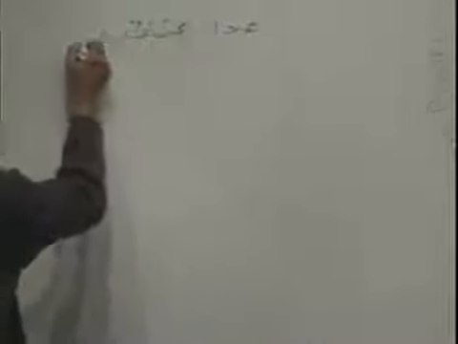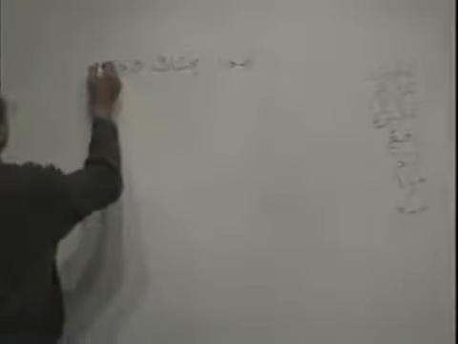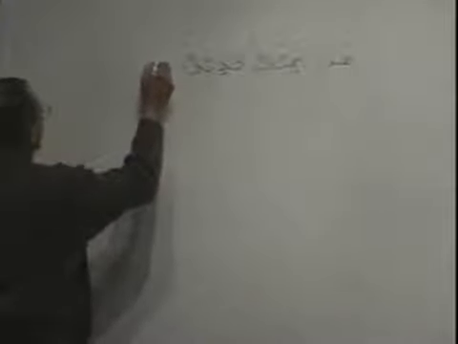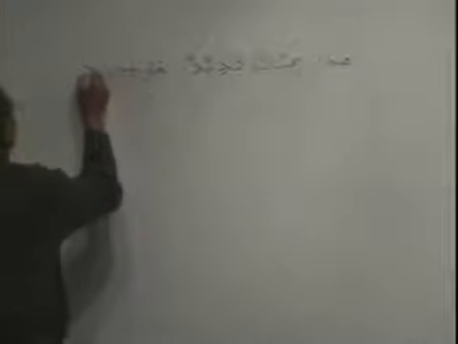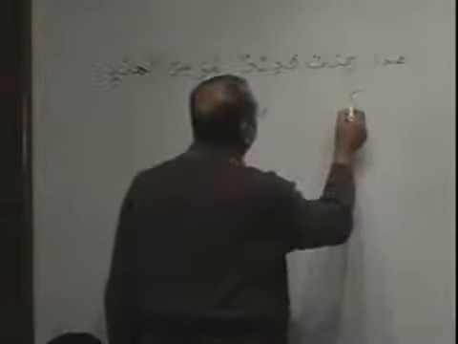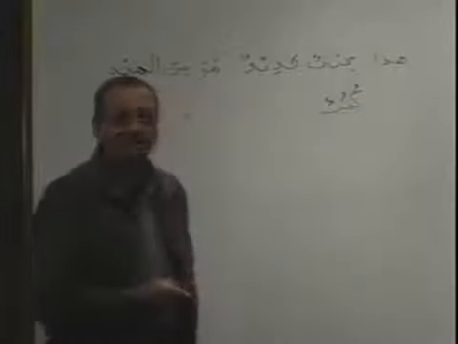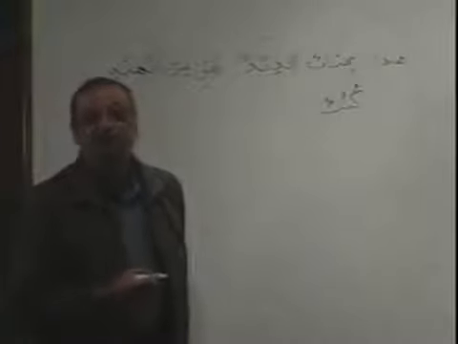If I write down this sentence, brother, "Hadha kitabun jadid huwa minal Hindi." Okay. Now I have to write here "Kutubun." Are you with me? I have to write here Kutubun. What is Kutubun? Jama.